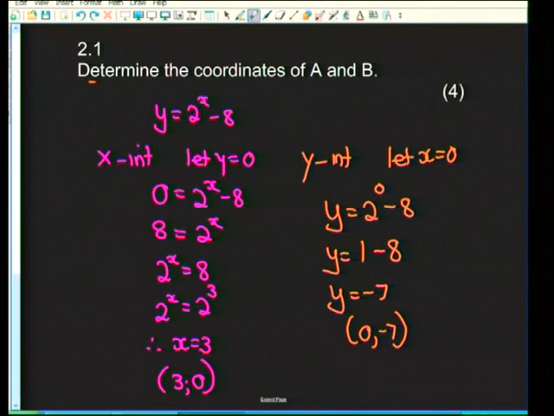Have we answered the question? It said determine the coordinates of A and B. We have, but we haven't told them which one's A and which one's B. So this one's the B and this one's the A. Now we've answered the question.